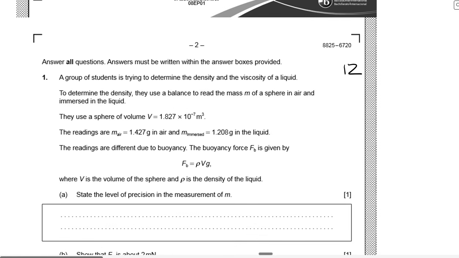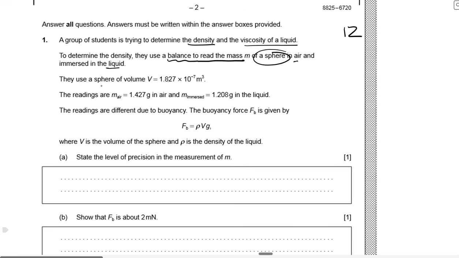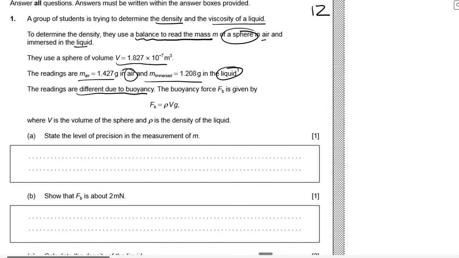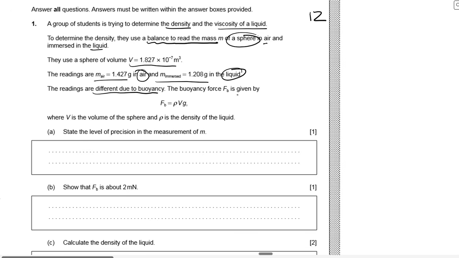So let's do this. A group of students is trying to determine the density and viscosity of a liquid. To determine density, they use a balance to read the mass of a sphere in air, and immersed in liquid. They use a sphere of volume. The readings are this, and remember, these readings are different due to buoyancy, right? There's a buoyancy force, and we need to draw a diagram to sort of visualize that. Buoyancy force is given by this. We know this formula, and we know these.